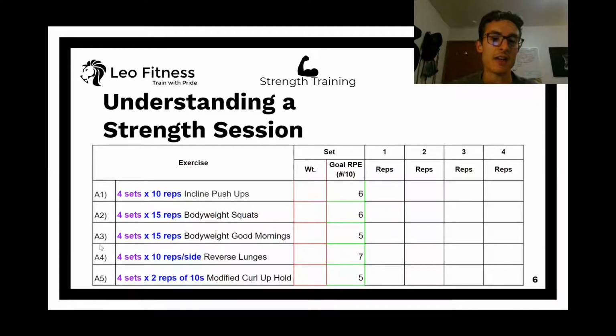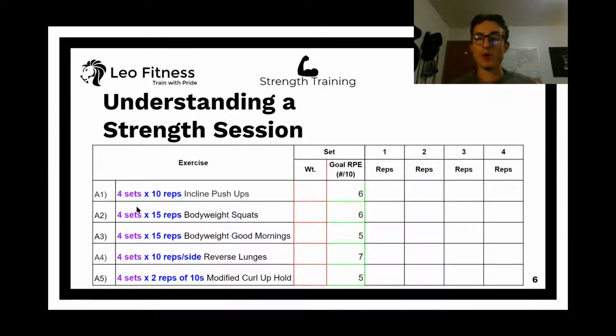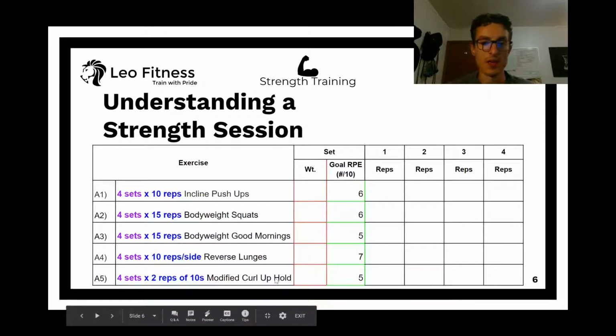I have A, 1 through 5. If I was doing a broken up session, maybe I want to do the first 3 exercises in sequence, and then I'm going to do all of my sets of those and then change to the next sets of exercises. I would use B, but in this case, I'm going to do 1 set of incline push-ups for 10 repetitions, 1 set of bodyweight squats for 15, 1 set of bodyweight good mornings, 1 set of reverse lunges, 1 set of modified curl up. My target RPE, my goal RPE, 6, 6, 5, 7, 5.